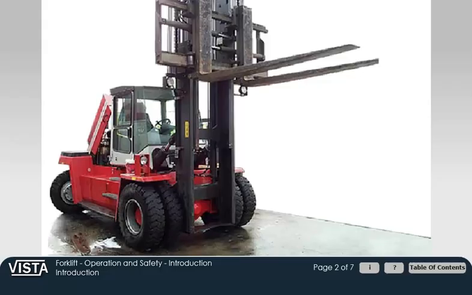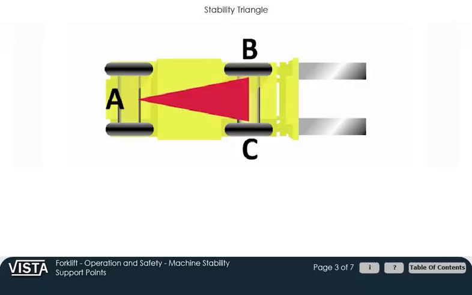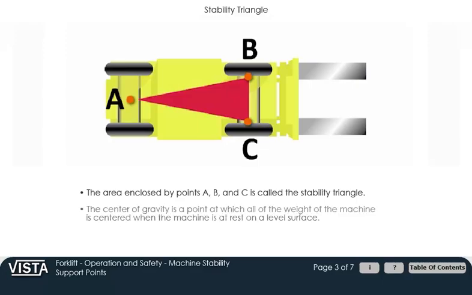The support points for a forklift are located at point A, which is the center of the steering axle, and points B and C, which are at the tires located closest to the load. The area enclosed by A, B, and C is called the stability triangle. Located in this stability triangle is the center of gravity, or C of G. This is a point at which all of the weight of the machine is centered when it is at rest on a level surface. As long as the center of gravity is located within the stability triangle, the machine is stable and the machine's weight is distributed over all of the wheels.